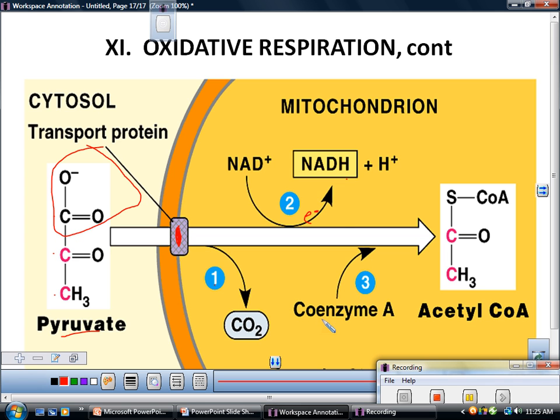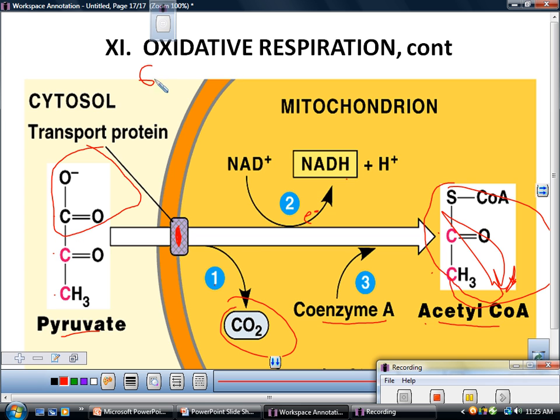Third, you've got something called coenzyme A in the mitochondria that reacts with what was left of the pyruvate, and now we have something new called acetyl-CoA. We can't call it pyruvic acid anymore because it's only a 2-carbon molecule. Do you see how it's a 2-carbon molecule, 1, 2, because one of those carbons left as this waste product, carbon dioxide.